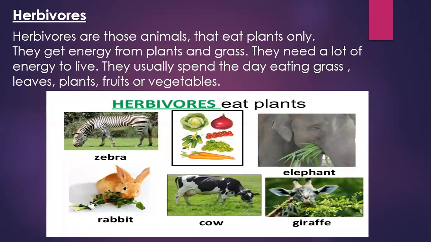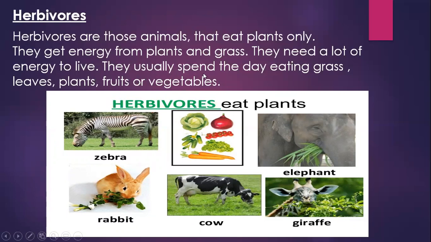Let's learn something about herbivores. Who are herbivores? Herbivores are those animals that eat plants only. They only eat plants. They get energy from plants and grass. They only eat plants, vegetables or fruits or grass. They do not eat any animal or any type of meat. They need a lot of energy to live. They usually spend the full day eating grass, leaves, plants, fruits, or vegetables.